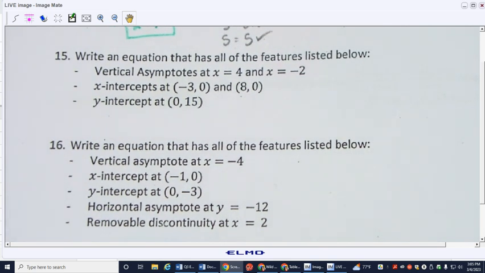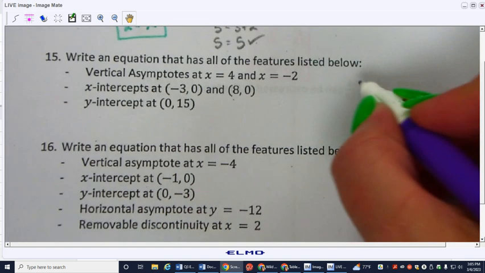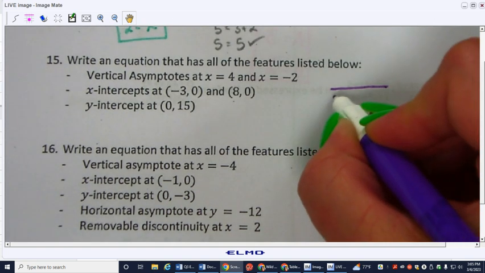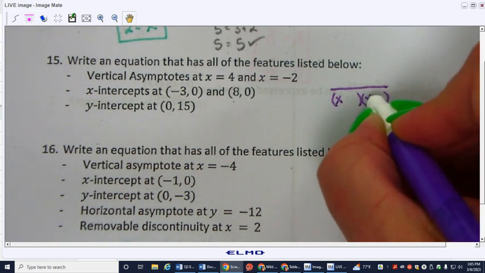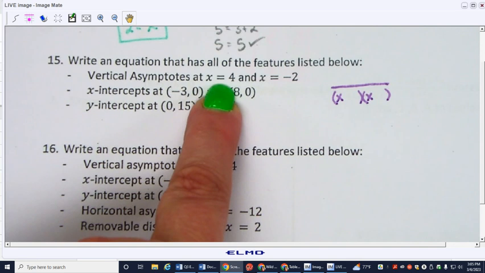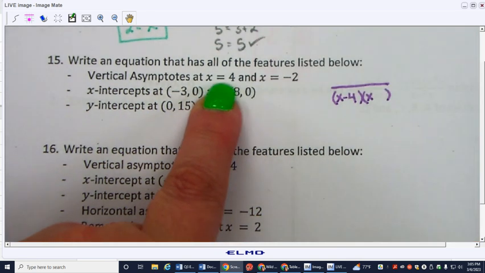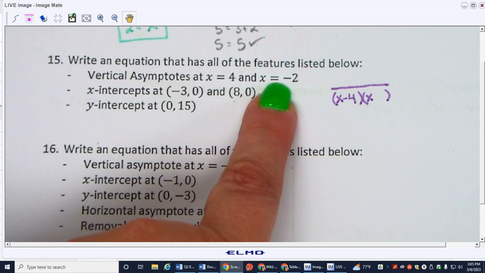It has a vertical asymptote at 4 and negative 2. So that's where my denominators are undefined. So that means in my denominator, I've got 2 expressions that can't equal 0. If I want x to equal 4, what do I need to put in there? X minus 4. And if I want x to equal negative 2, what do I put in there? Plus 2.